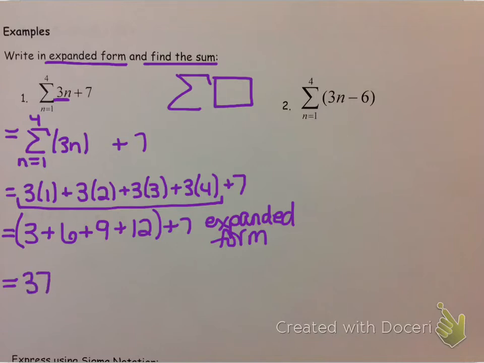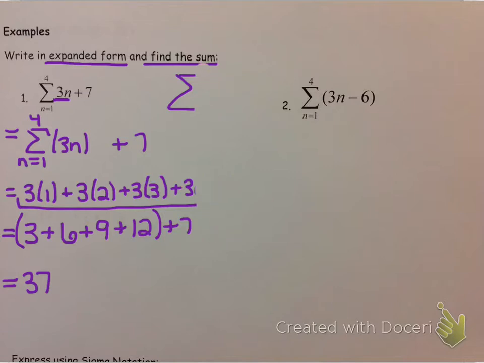Okay. So you should have gotten 37, right? Then on number 2, we're still going to plug in from 1 through 4, but this time the 3n minus 6 is in parentheses. So I'm going to need a little bit more room, so I'm going to come over here and erase just this edge to give myself some room.